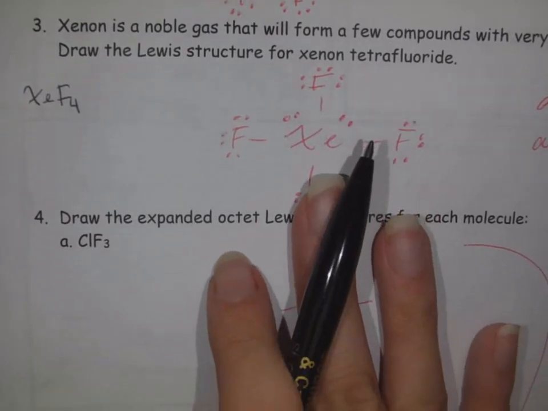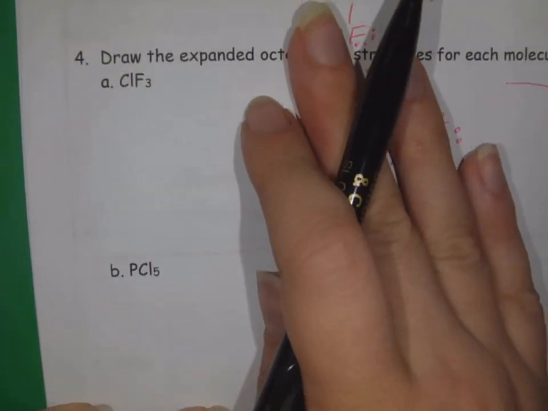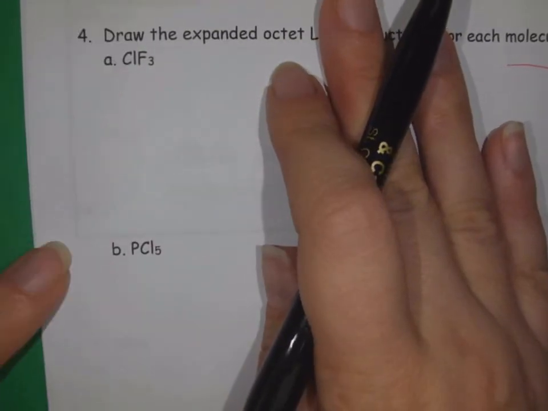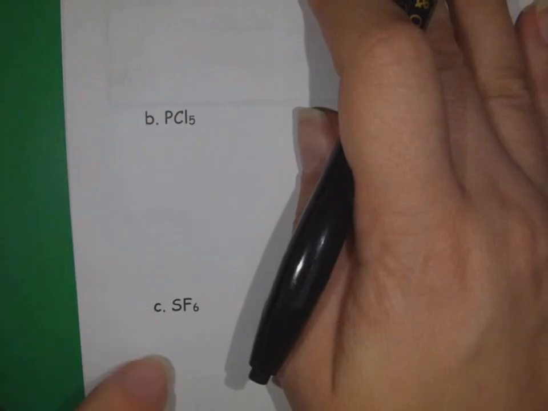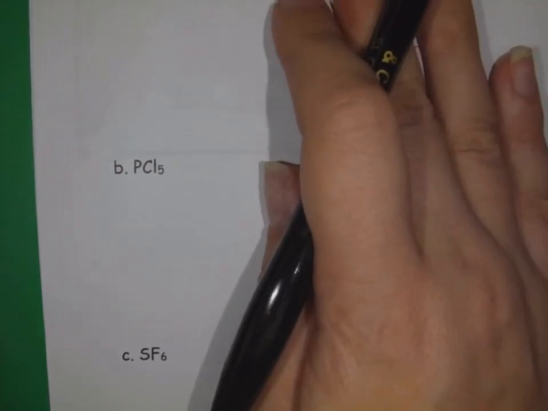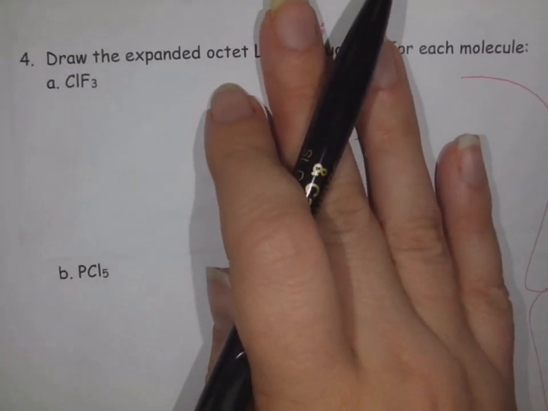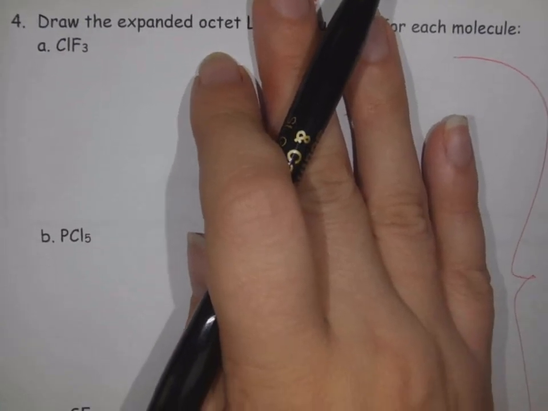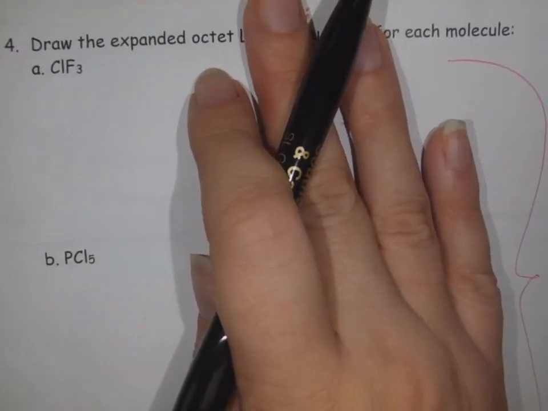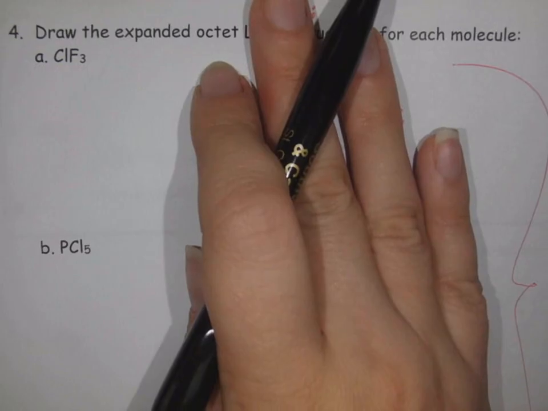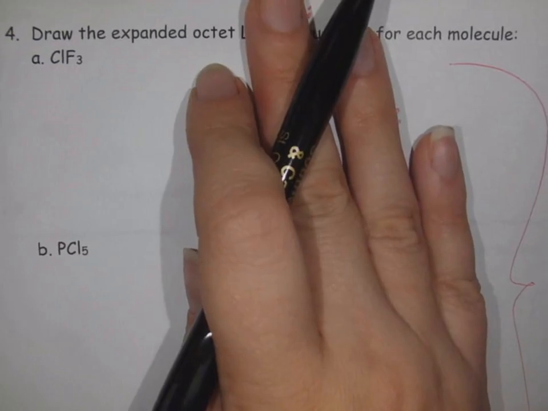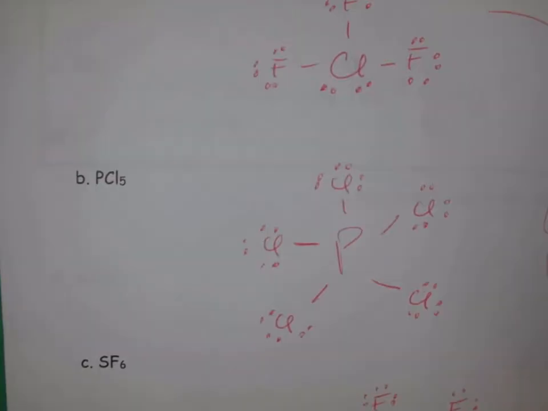Okay, same as before. I want you to draw the Lewis dot structures for A, B, and C, and then do the formal charges and make sure all the formal charges are 0. And then when you're ready, I want you to check your answers. So hit pause, give that a go. Okay, I'm going to reveal answers in 3, 2, 1.